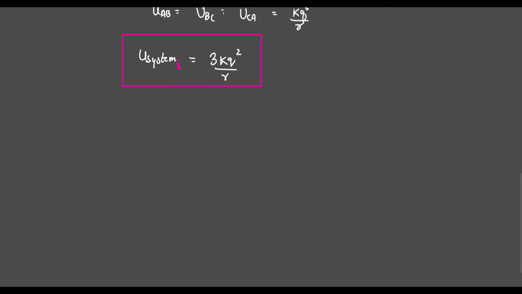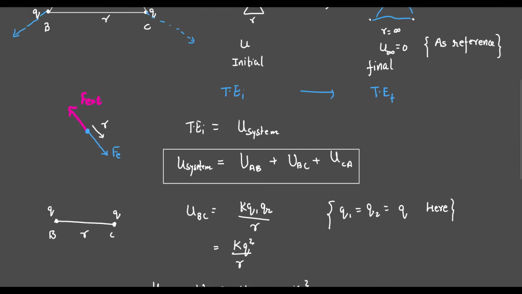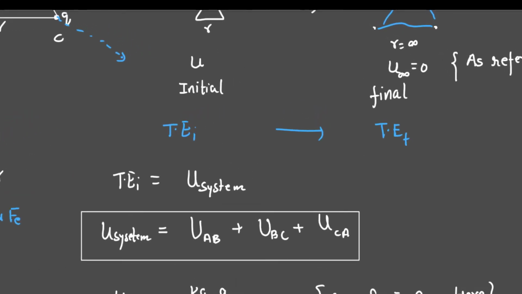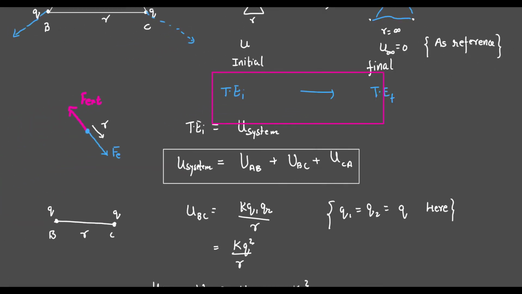So coming back to the initial question, what must be the work done by the external agent to separate the charges by an infinite distance? If you see the configuration, what is happening? The energy of the system is becoming some final energy. Some initial energy is there. Work done by the external agent will be added to it, and that will become TE final.